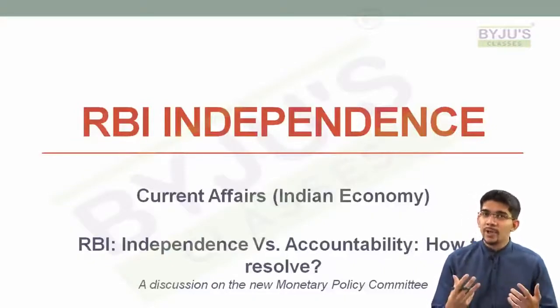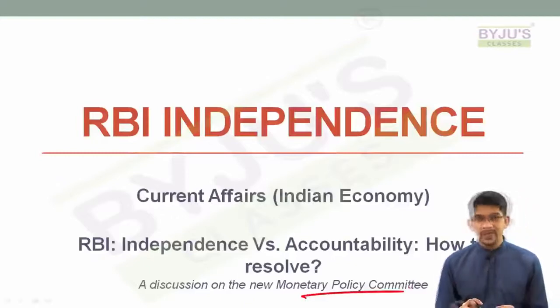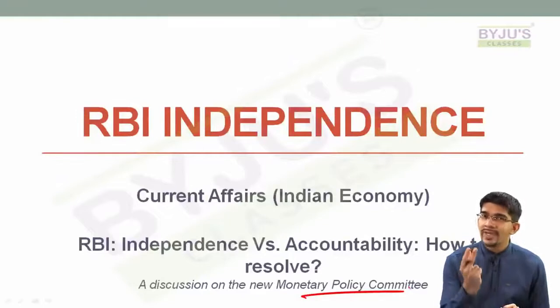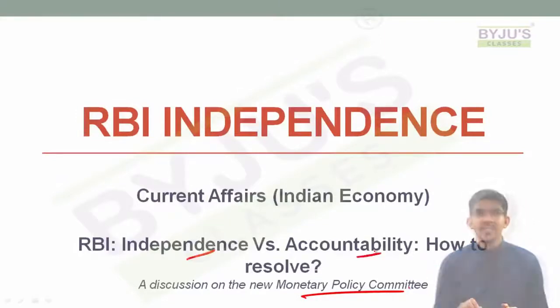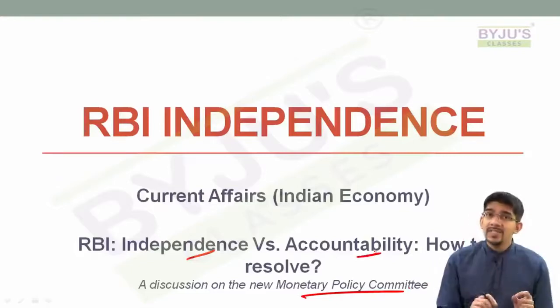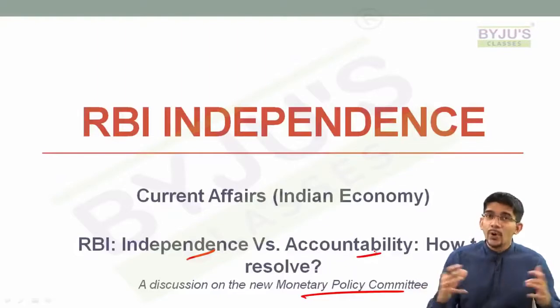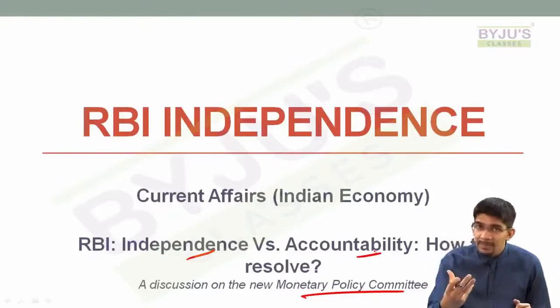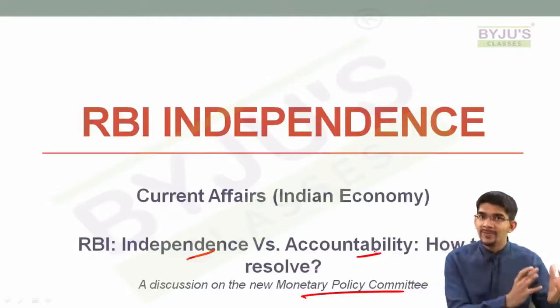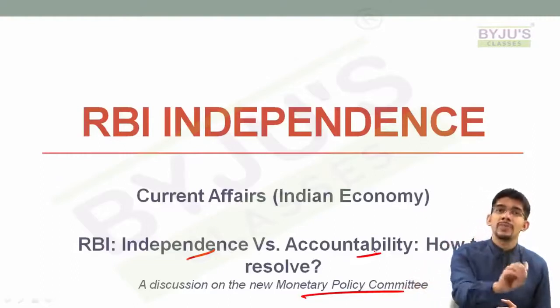This is an important topic that's arising because of the debate about the new Monetary Policy Committee. It points us towards two important aspects of any central bank: independence and accountability. Both are very important. Independence is vital, as we will see. So is accountability. So how do we resolve these two objectives and make sure that the central bank is capable of tackling the issues that it faces, meeting the objectives that it's supposed to meet, while at the same time remaining accountable to the people?